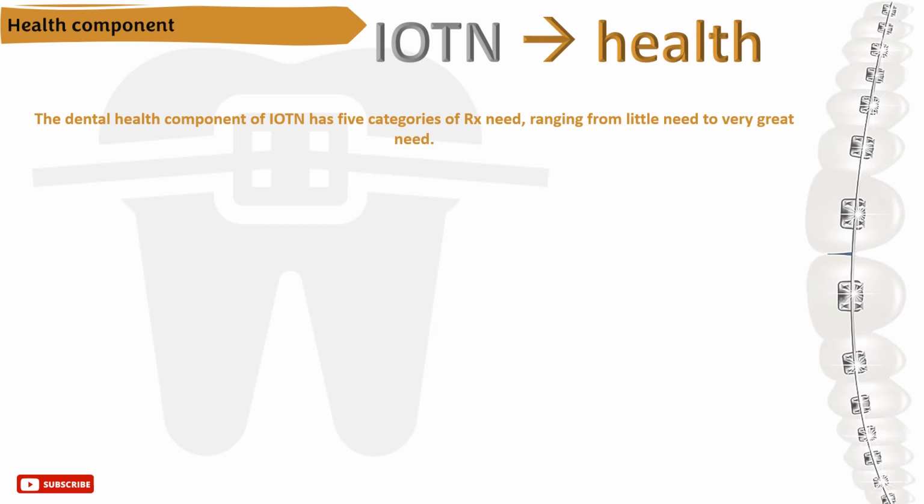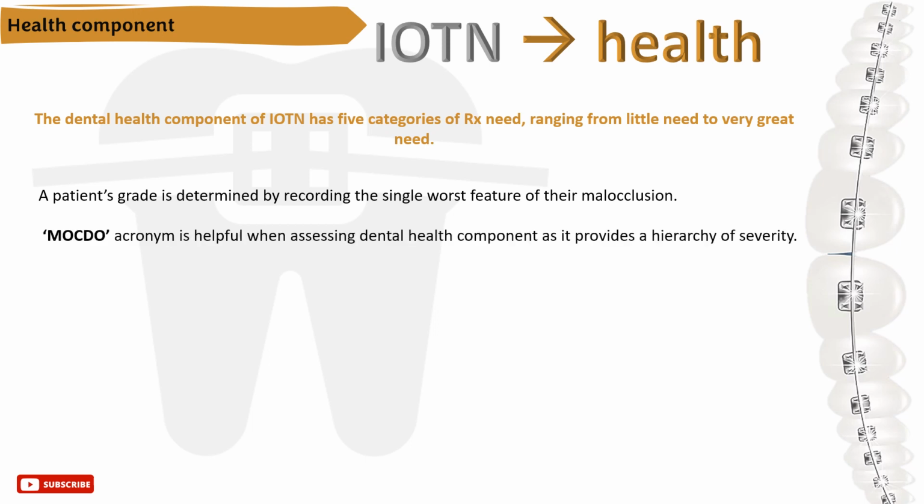The health component. The dental health component of the Index of Orthodontic Treatment Need has 5 categories of treatment need, ranging from little need to a very great need. A patient's grade is determined by recording the single worst feature of the malocclusion. That means that if 2 or more features of malocclusion give the same grade, then the scale tells you which one comes first. The MOCDO acronym is helpful when assessing the dental health component as it provides a hierarchy of severity.